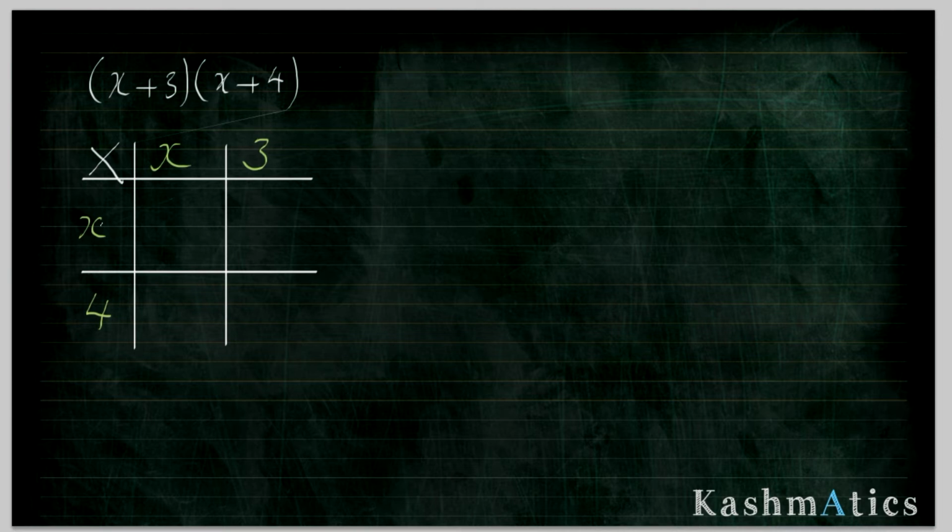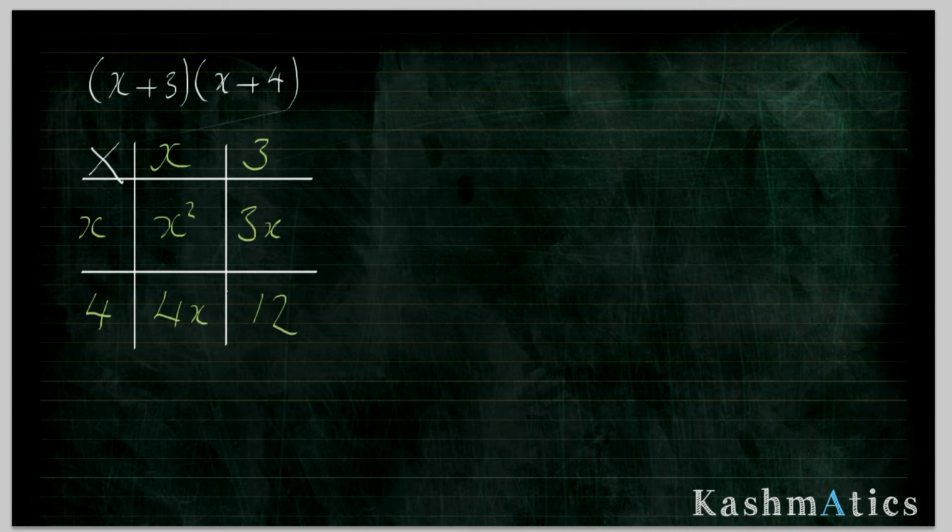So x times x gives me x squared, and remember it's not 2x, it's x squared. X times 3 gives me 3x. X times 4 gives me 4x. And 3 times 4 gives me 12. Now, if any of these terms were negative, I would have put the negative sign in there with it, and I'll give you an example of that shortly. Okay, so let's have a look.